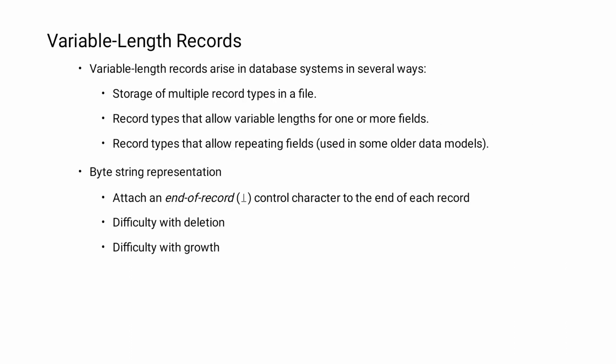The next topic is variable length records. Variable length records arise in database systems in several ways: storage of multiple record types in a file, record types that allow variable lengths for one or more fields, and record types that allow repeating fields.